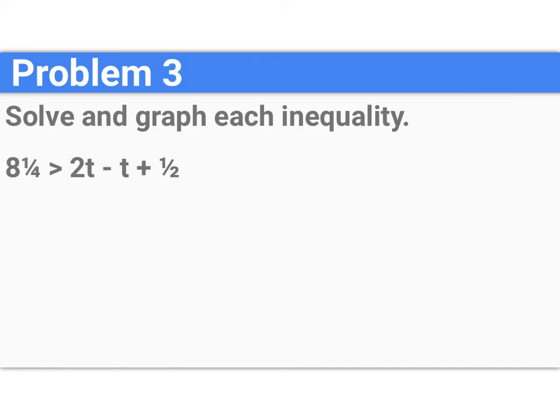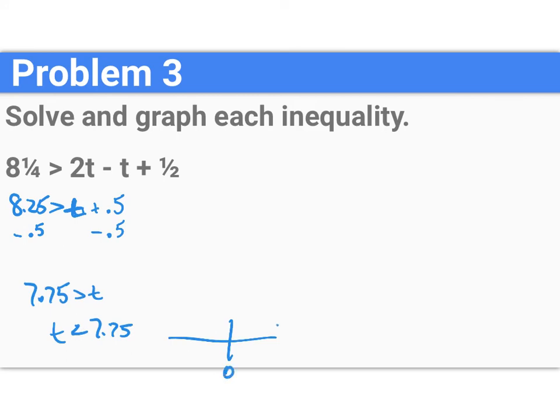And then finally, 8.25 is t plus 0.5. Subtract 0.5 from both sides. You get 7.75 is bigger than t. t is less than 7.75. And graphing that on a number line, 0, 7.75, open circle, and all numbers are smaller than 7.75.